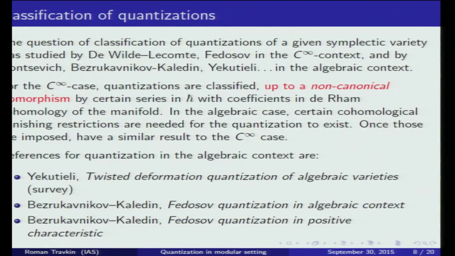References for quantization in the algebraic context are Yekutieli, twisted deformation quantization of algebraic varieties; Bezrukavnikov and Kaledin, Fedosov quantization in the algebraic context; and Bezrukavnikov and Kaledin, Fedosov quantization in positive characteristic.